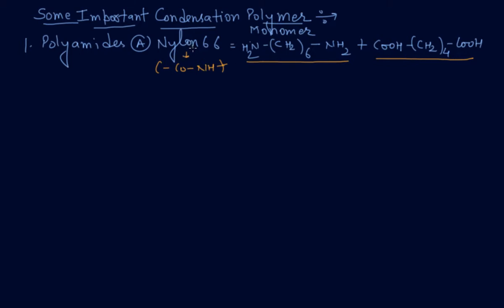And earlier I had given you the question, what do you mean by the 6,6 here? And 6,6 means the number of carbon atoms, 6 and 6, present in nylon 6,6. It has been asked a number of times.